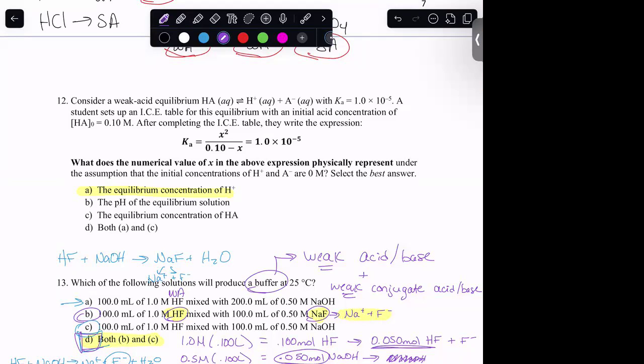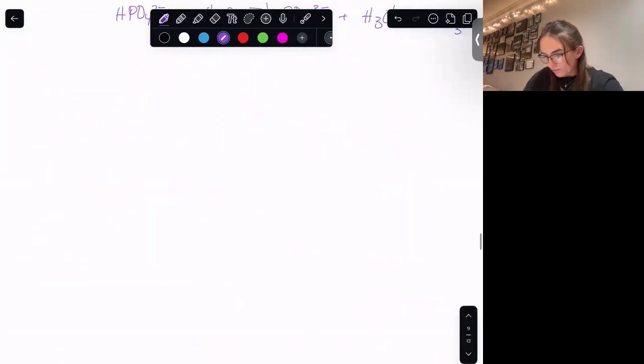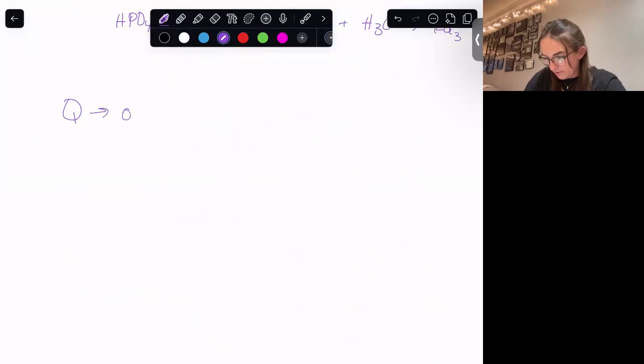Could you just do a really brief summary over Q and K and all of that we need to know? Yep. So Q is questioning, right? You don't know where you are, and so you are questioning where you're at. It is set up the same way as K.